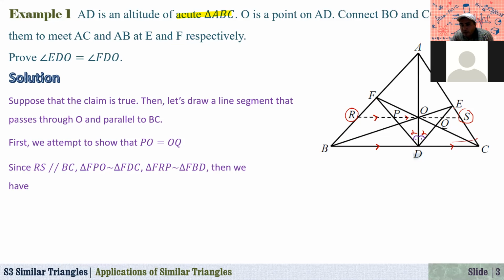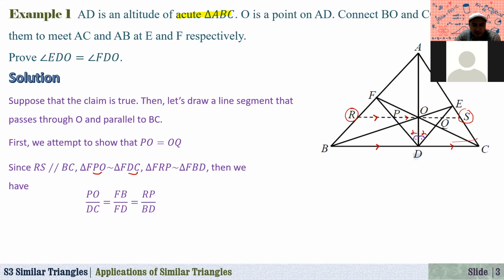You can write others, and I don't need them actually. For example, EQS is similar to EDC. I think that's enough. So now using the property that if two triangles are similar, their corresponding sides are proportional. FPO is similar to FDC. That means that FP over FD is equal to PO over DC equals FO over FC. Here PO corresponds to DC.